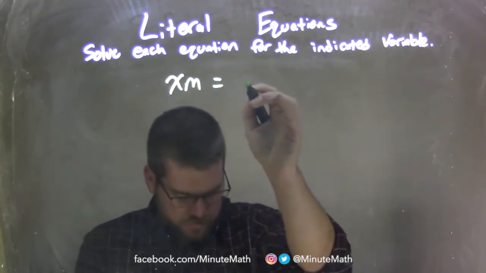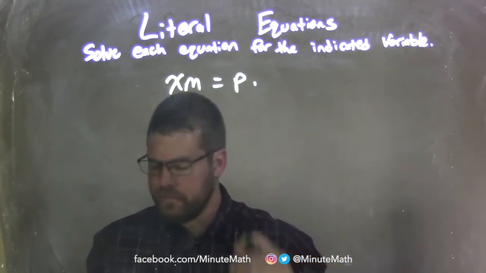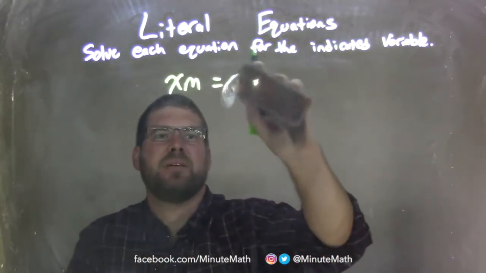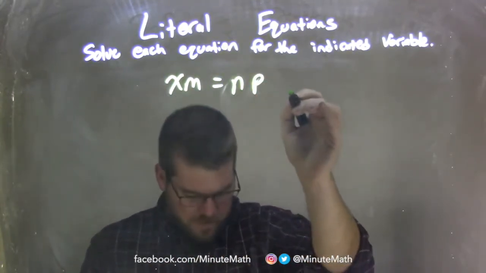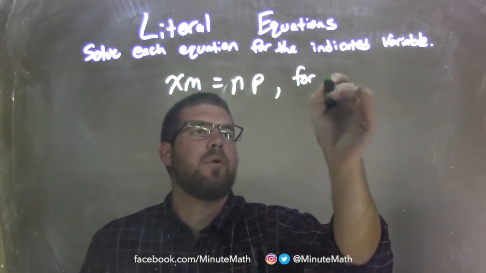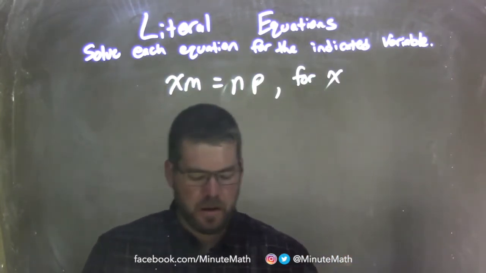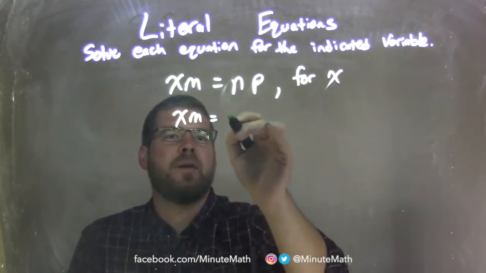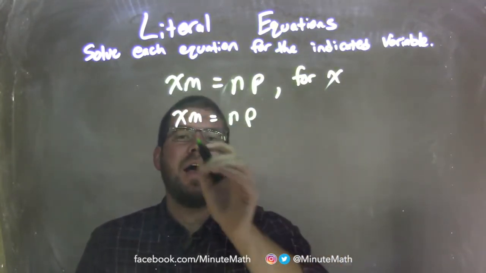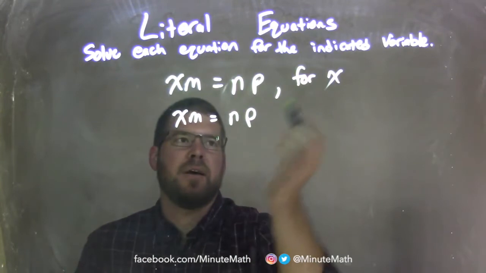X M equals N P. N times P, and we're solving that for X. Okay? Well, I'm going to rewrite my equation. X M equals N times P. And then I need to get X by itself, right? Because that's what it asked me to.